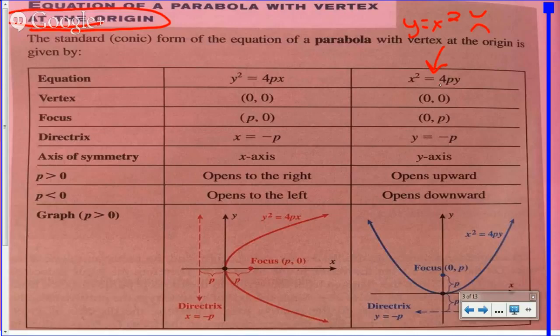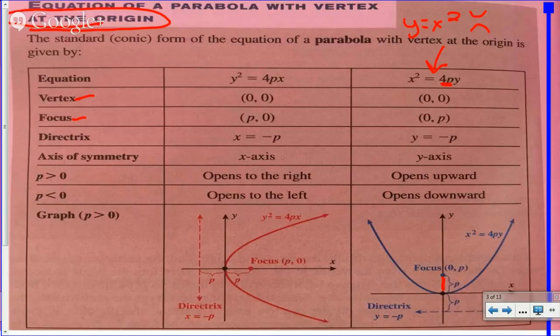I'm just putting x squared equals 4p. Now again, P is the distance from the vertex to the focus. If you look down at the picture here, P is this distance right here. So 4p. Then it goes to the vertex at (0, 0), the focus at (0, p) or (p, 0), depending on which way it opens up.